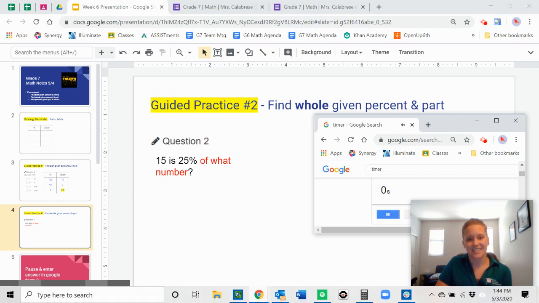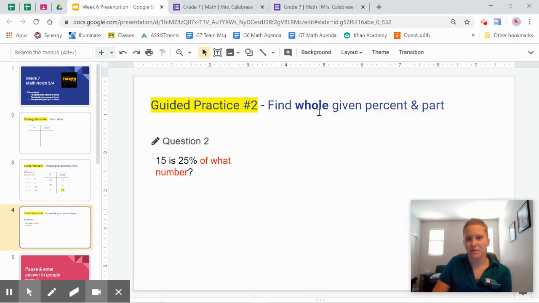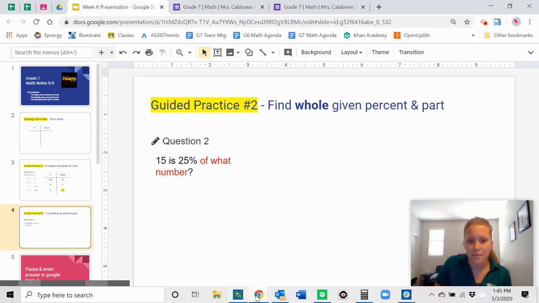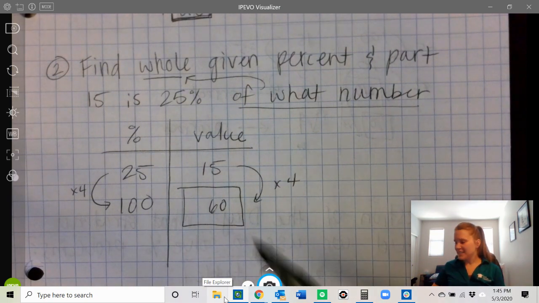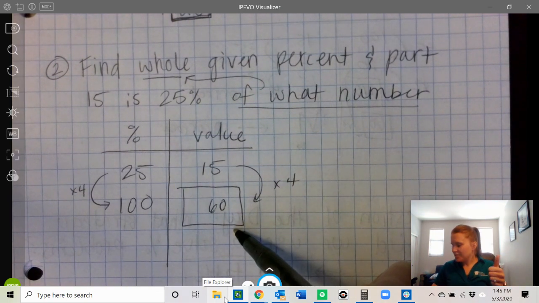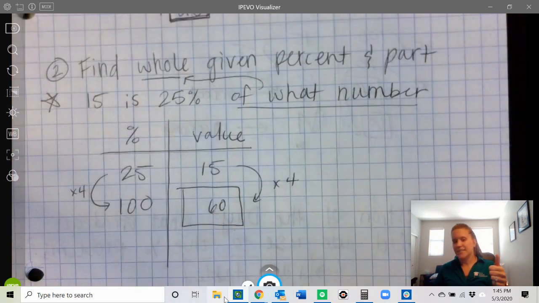All right. So this question, you were finding the whole given the percent and the part. Because I'm finding the whole, I don't know yet what 100% is. But if I put 100% in my table, then I'll be able to find the whole. So that's the strategy I was using. Okay. Take a look at my work. My answer was 60. If you got that answer too, nice work. Go ahead and put a big star next to number 2.